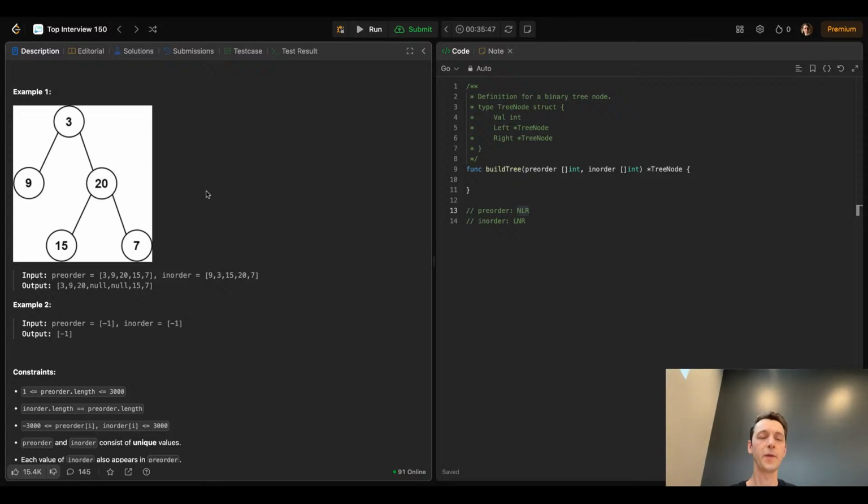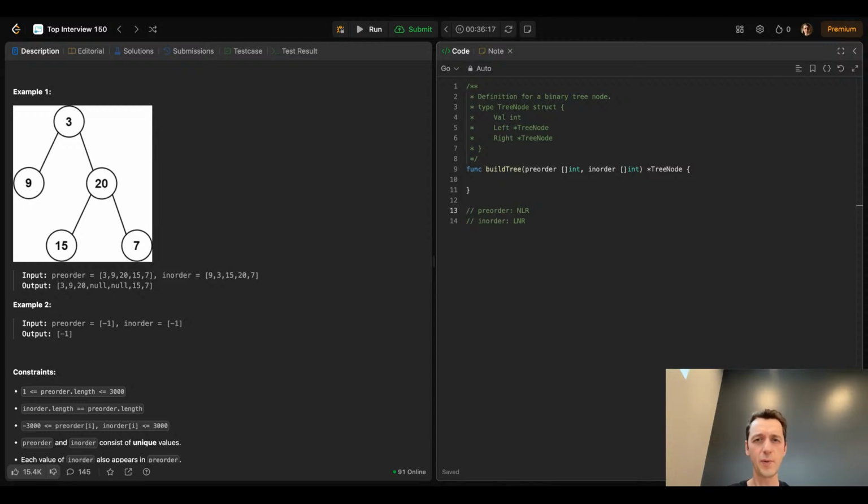Preorder starts with the node. So whether it's left or right, it always starts with the node. So 9 is the parent. Why do we call it node? Maybe we should call it parent. I don't know what they use, like in order.